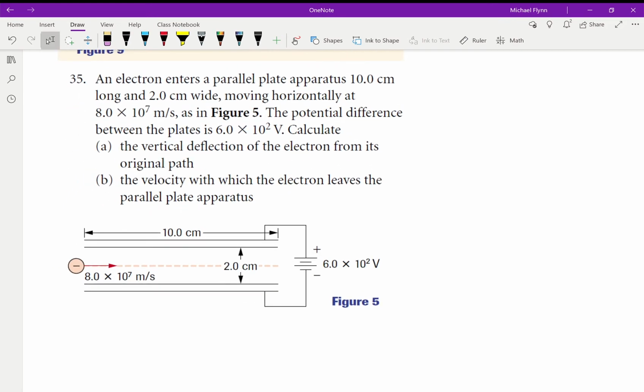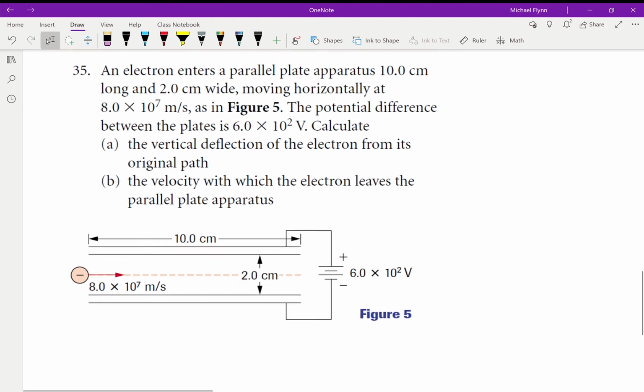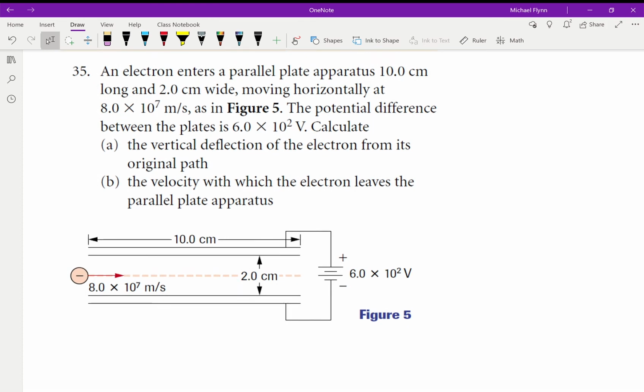It says an electron enters a parallel plate traveling at a very high rate of speed, 8 times 10 to the 7 meters per second. The voltage across the plates is 600 volts, as they say. And then what's happening is it's fired across the plates, and it says what is the vertical deflection of the electron from its original path?